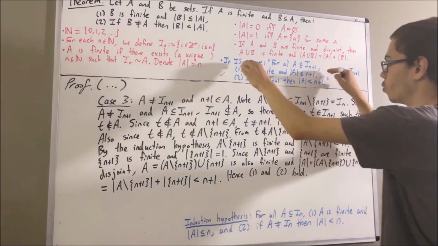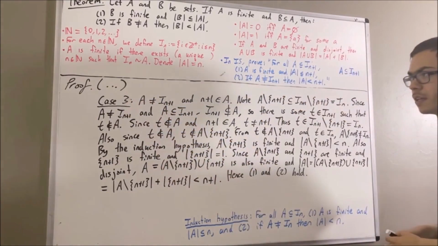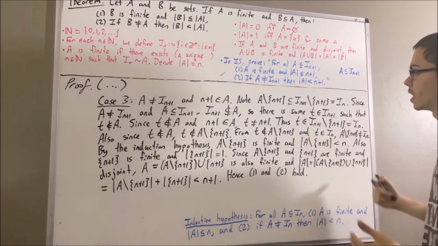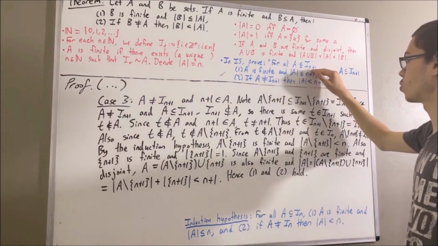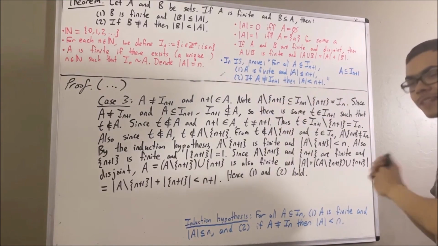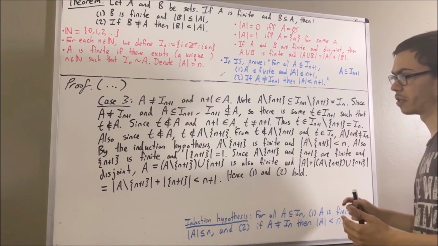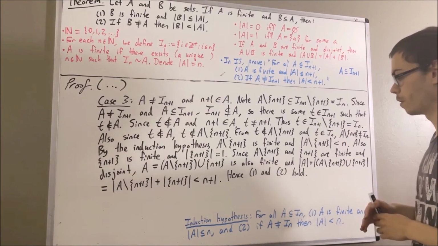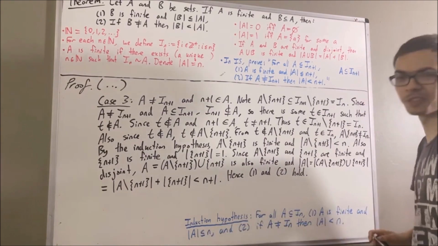So we have proven that both 1 and 2 are true. So this completes case 3. And this covers every possible case. So we have proven, given A is a subset of n plus 1, well, 1 and 2 are true. So this completes the induction step. And so this closes the induction. So we have proven for all natural numbers n, this is true.